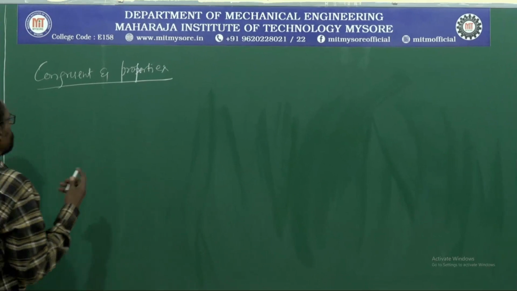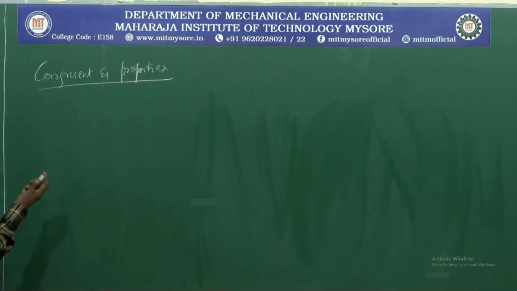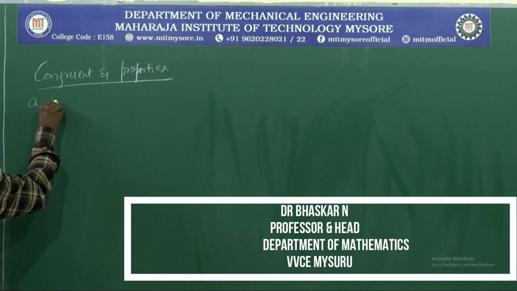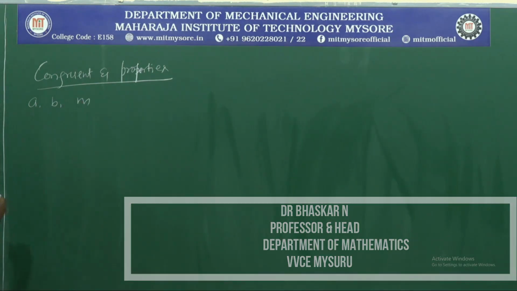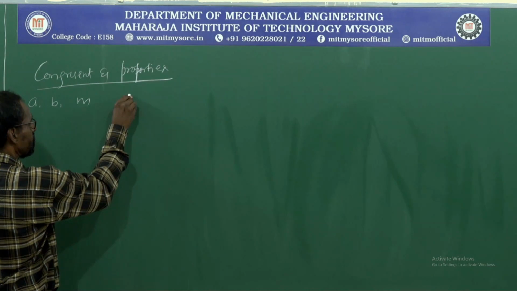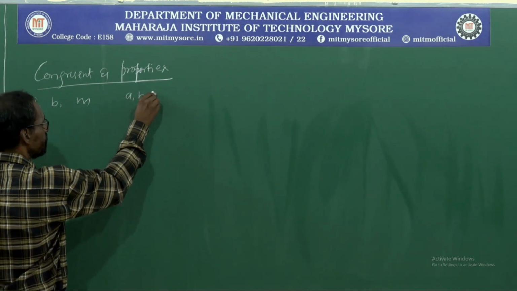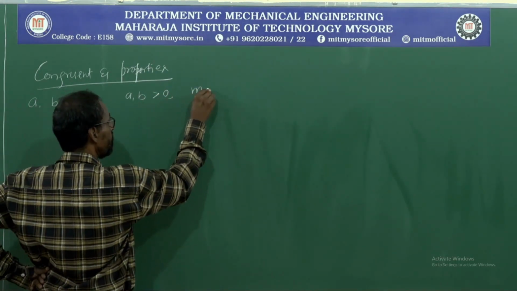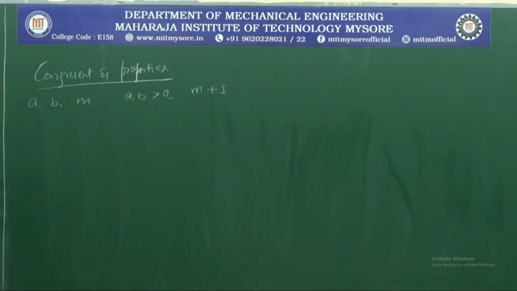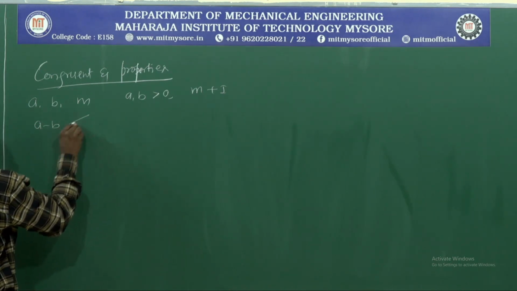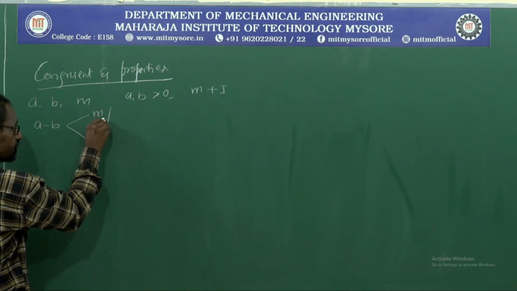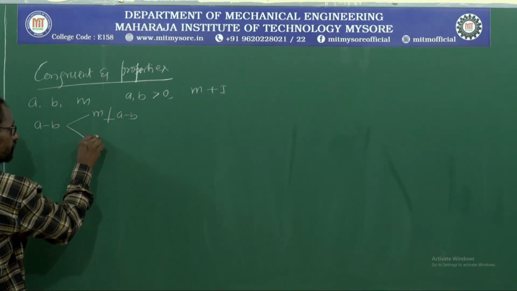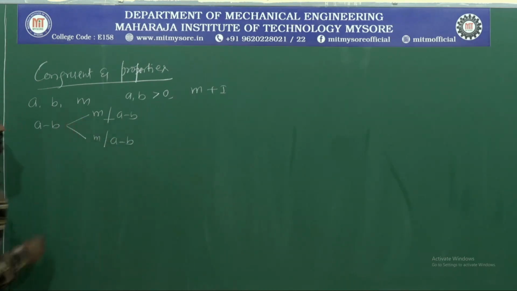Yesterday we had a basic definition of congruence. Consider three numbers a, b, m with the condition a, b greater than 0 and m a positive integer. We have two possible cases. Consider a minus b: either m does not divide a minus b, or m divides a minus b.